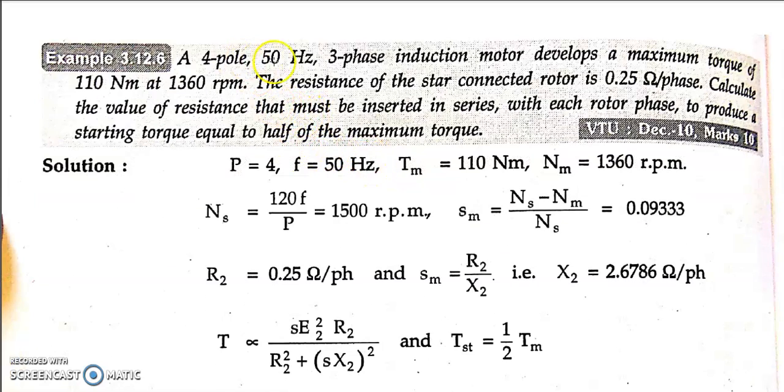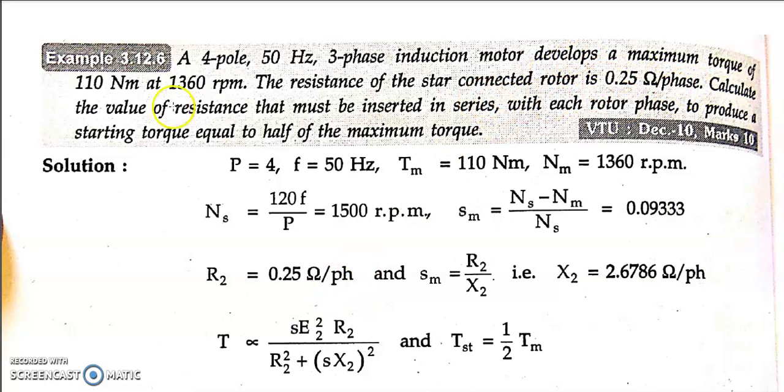Now let us go to another problem. A 4-pole 50 Hz three-phase induction motor develops a maximum torque of 110 Newton meter. So T_m is equal to 110 Newton meter at 1360, so N_m, the speed at the maximum torque, is 1360 rpm. Next, the resistance of the star connected rotor is 0.25 ohm per phase. So R2 is 0.25 ohm per phase.